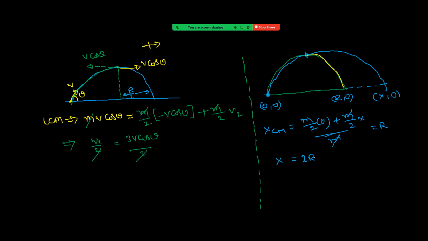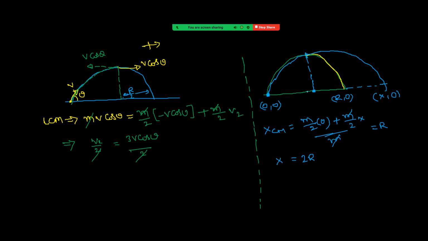See, x value 2r, right? X value 2r means from here, displacement how much? This is r by 2, right? This is r by 2. Remaining must be 3r by 2. I hope you are getting it.